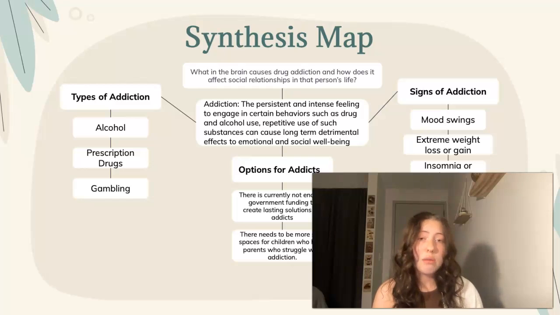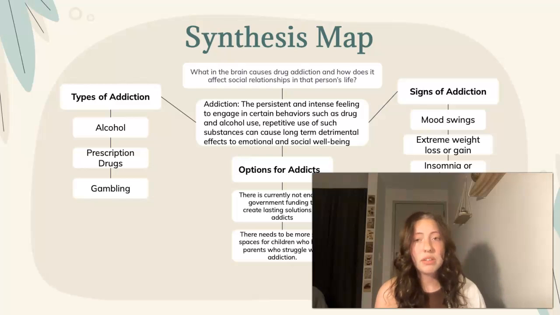And then also options for addicts, which through some of my research, I found that there isn't really enough government funding to actually create lasting solutions for people who struggle. And that there needs to be more help with people who have children and maybe addicts who have kids and can't take care of them, because there doesn't seem to be a lot in place for that either.